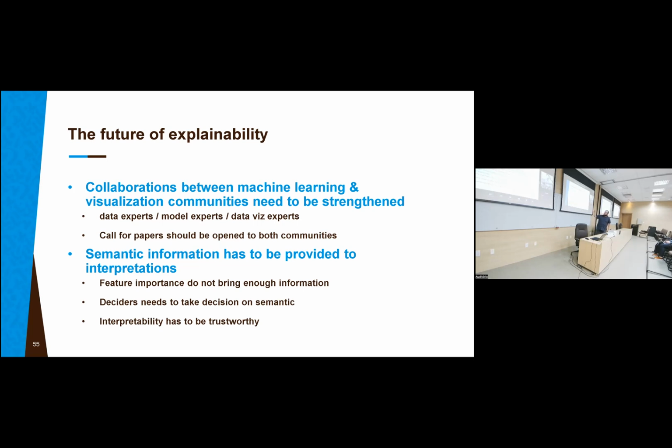And linked to what I said before, semantic information has to be provided with the explanation. As I said, feature importance doesn't bring enough information. We need the semantics behind that. And deciders need to take decisions based on semantics, because we understand better when we have the semantics of the explanation. And also the explanation needs to be trustworthy. Today, I cannot say that I trust all of them. We have nice explanations, but I do not know if we can trust them. You don't know if you understand the explanation.